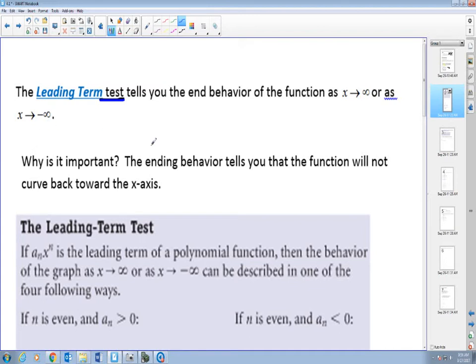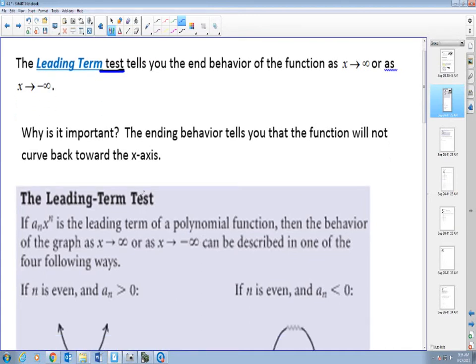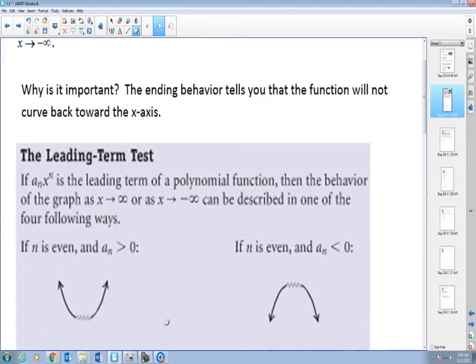Now, why is it important to know the leading term test? Because the ending behavior tells you what the graph will do, and that it will not curve back towards the x-axis. Because if you have a graph way down the road to the right side and it curves back towards the x-axis, that can potentially give you other zeros way beyond your graphing calculator screen. So by knowing the ending behavior, it guarantees that the graph will not curve back.